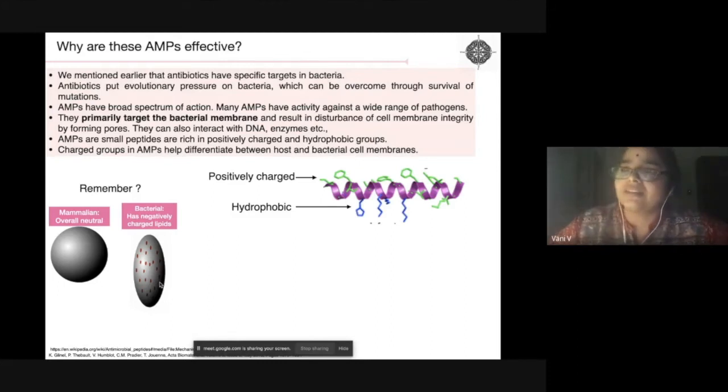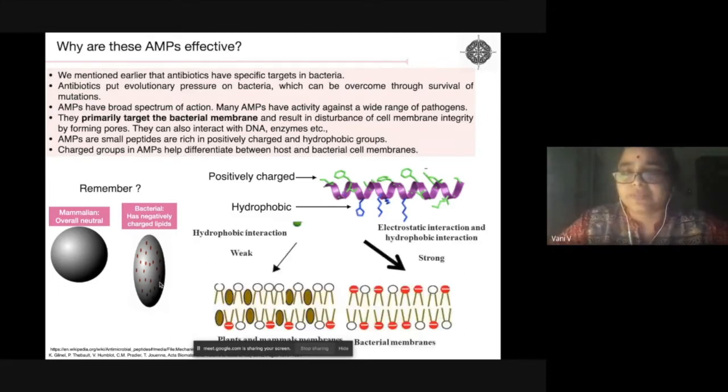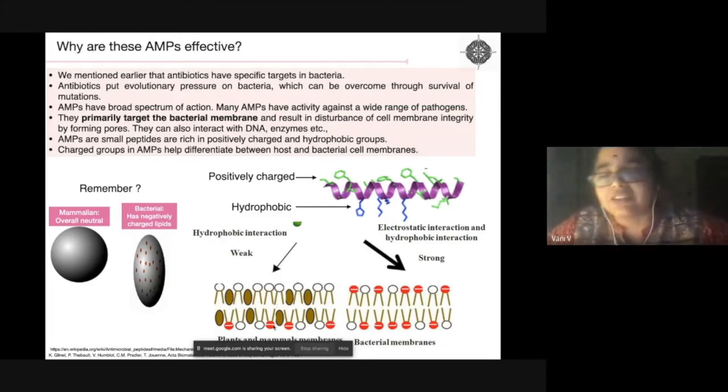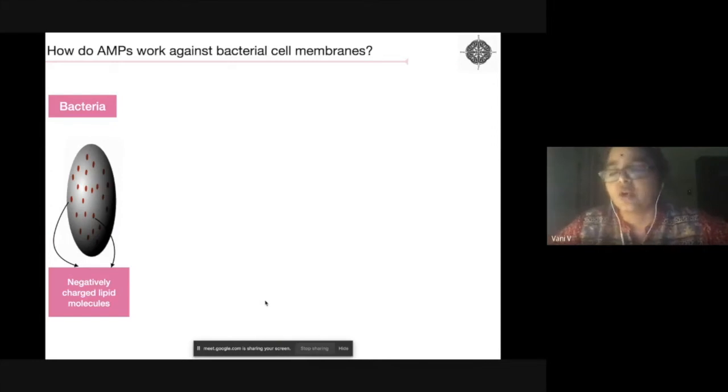Once it recognizes and then latches onto that, you can see that, for example, in this one, this is a bacterial membrane, and this interacts with it very strongly through electrostatic interactions. And then in a human or mammalian membrane, the interaction is only what is called hydrophobic, which you can think of as not really a van der Waals sort of interaction, but a much weaker interaction than electrostatics.